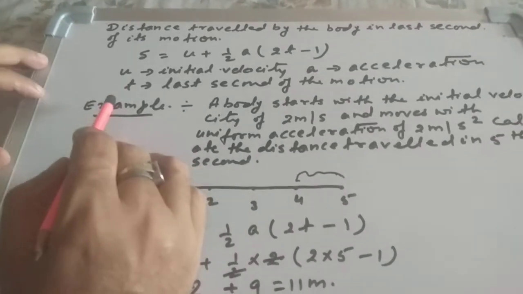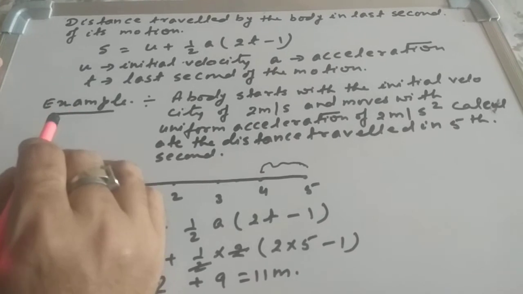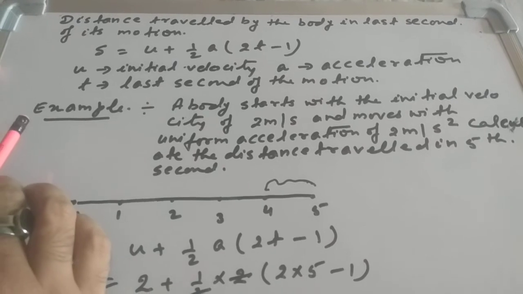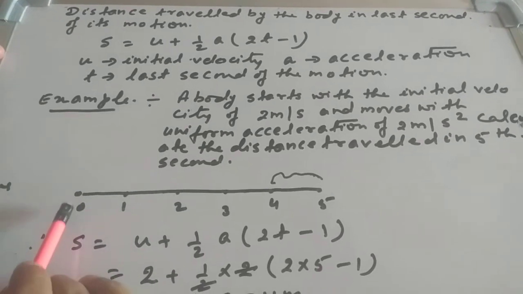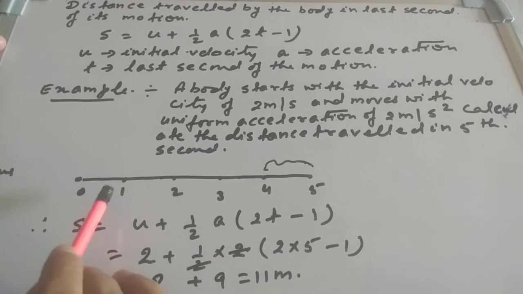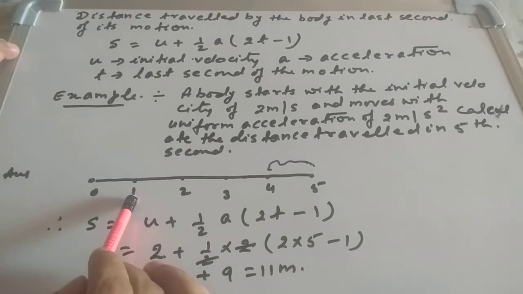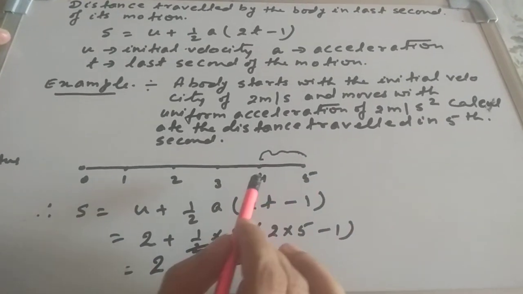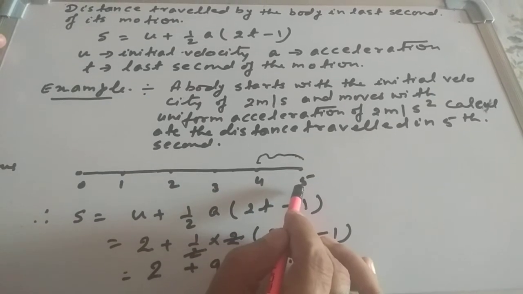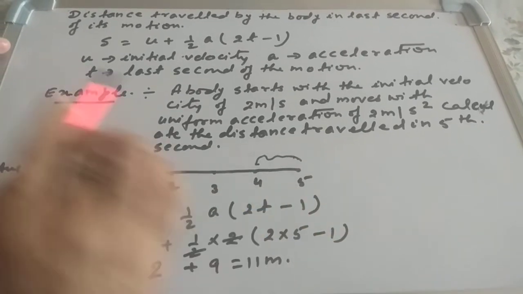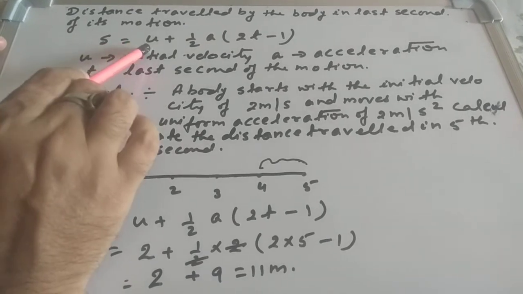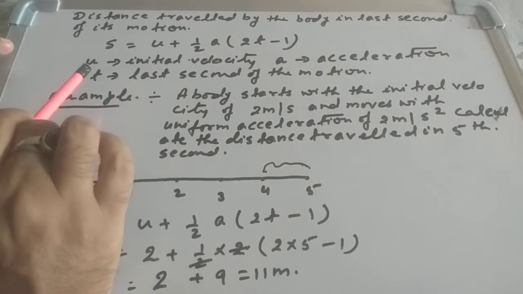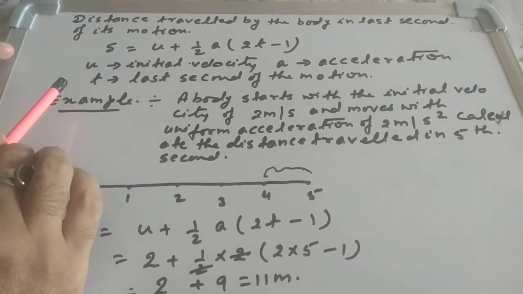Now another concept is the distance traveled by the body in the last second of its motion. That means you have to calculate the distance at any interval of time. Suppose the body is moving different distances in different intervals of time, that is 0 to 1 second, 1 to 2 second, 3 to 4 second and 4 to 5 second. Suppose you want to calculate the distance traveled between the 4th and 5th second. Then you apply the formula s is equal to u plus 1 by 2 a into (2t minus 1). Try to memorize this formula. Derivation is not required because in NCERT it is not given.